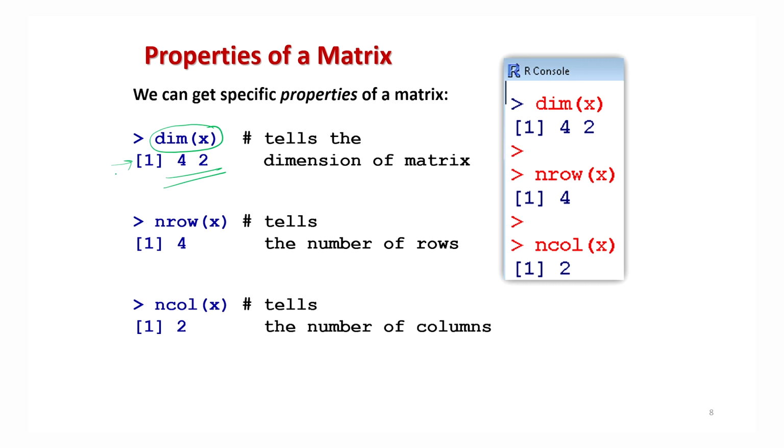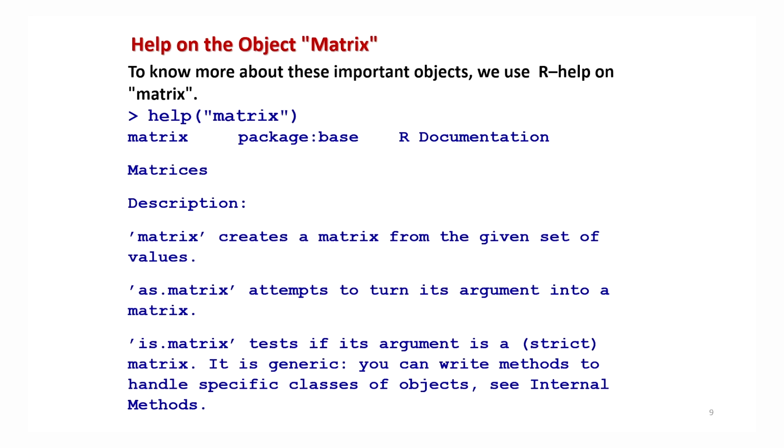And if you want to know the number of rows in the matrix X, then you have to use the command nrow inside the parenthesis x, right. And it will give you the answer here as a 4. And similarly, if you want to know the number of columns, then you have to use the command ncol x and it will give you the number here 2, right. So, this is how you can have different types of information.